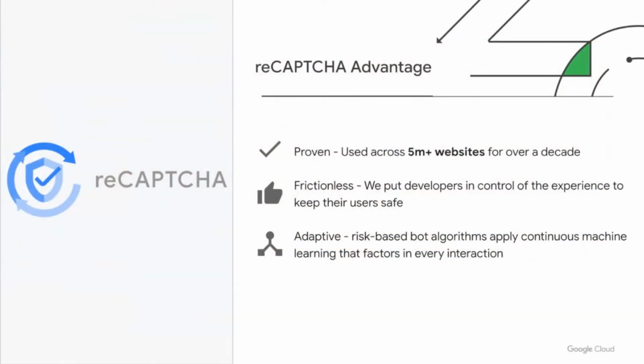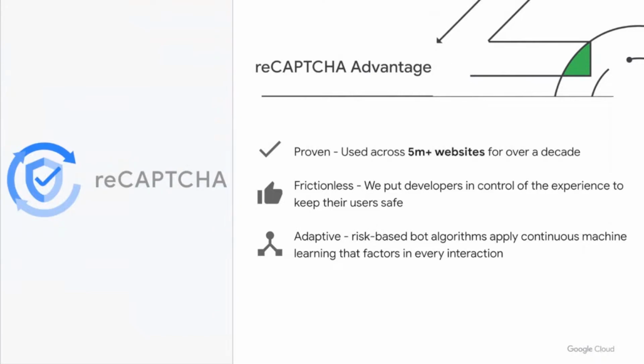reCAPTCHA is able to do this by providing three primary advantages. The first really is our install base. We're installed across 5 million sites. We've been operating there for over a decade. So the team and the platform have been through a lot to ensure it's hardened and robust against a wide variety of attacks over a long period of time. The second is that it is a frictionless platform. We really try and put you, our customers and developers, in control of the experience to keep your users safe in the best way you see fit. And natively, reCAPTCHA will not provide any friction or interrupt your user experience in any way.